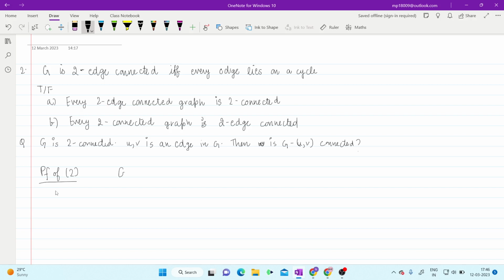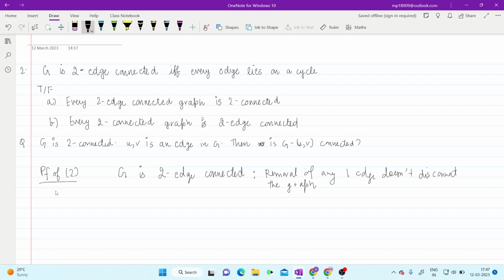First of all, what do we mean by 2 edge connectedness? 2 edge connected means removing one edge does not disconnect the graph. Yes, G is 2 edge connected. That means that removal of any one edge does not disconnect the graph. So now you need to show this. Now we know what 2 edge connectivity is.